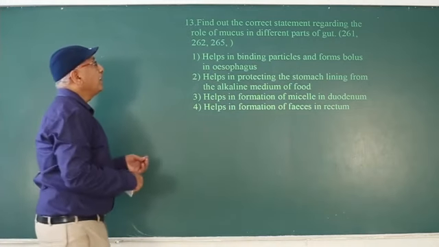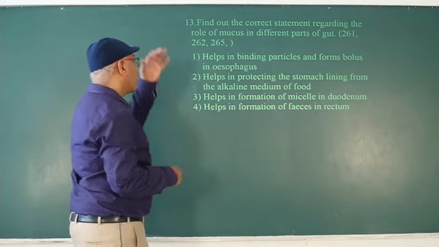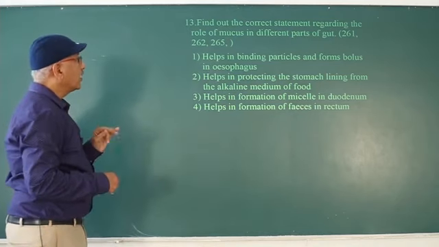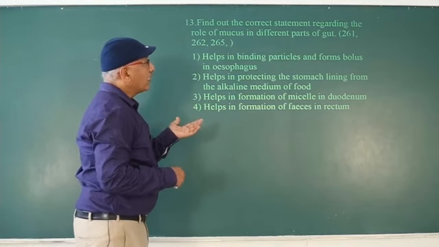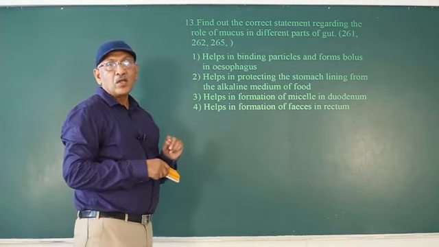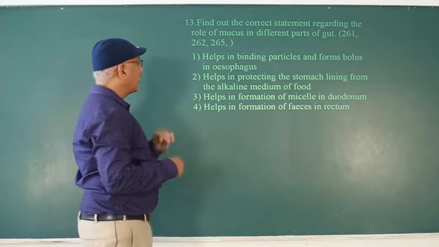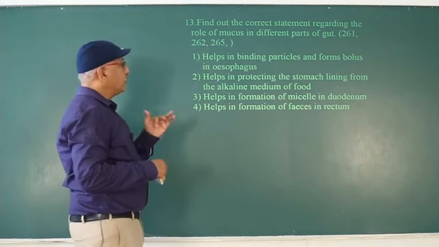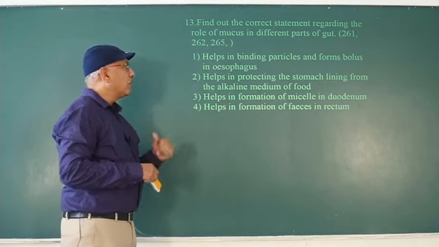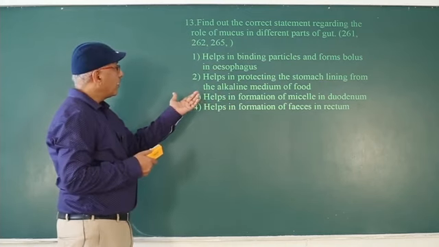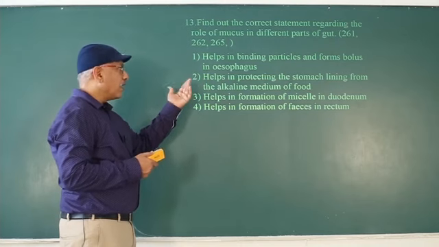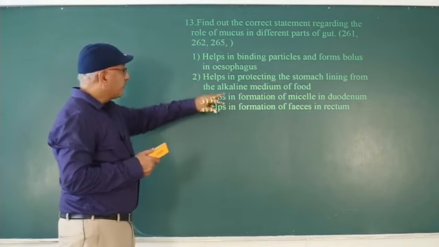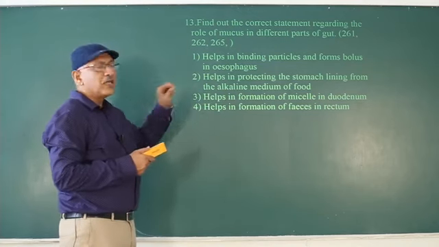Next question. Find out the correct statement regarding the role of mucus in different parts of the gut. Helps in binding particles and forming bolus in the esophagus is wrong. Bolus is formed in the buccal cavity, the oral cavity, so wrong. Helps protect the stomach lining from the alkaline medium of food: actually in the stomach the food is in an acidic medium. So protecting the stomach lining is correct, but not from the alkaline medium. That's why it is not the correct option. If it had mentioned acidic medium, then it would be correct.